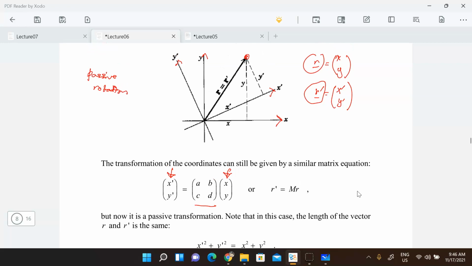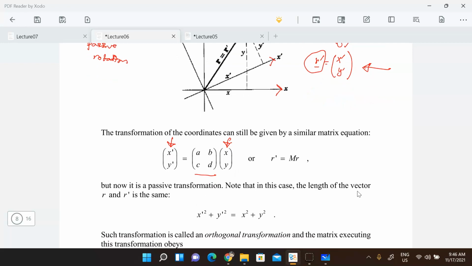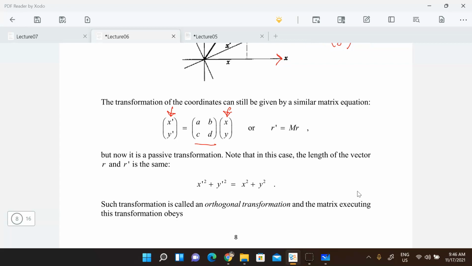I'm comparing these two different vectors, r, which is now given in terms of x and y here, and r dash given in terms of x dash, y dash. But what property of this vector actually doesn't change? The length of the vector. That's right, because you can see underneath. So here is the length of the vector.